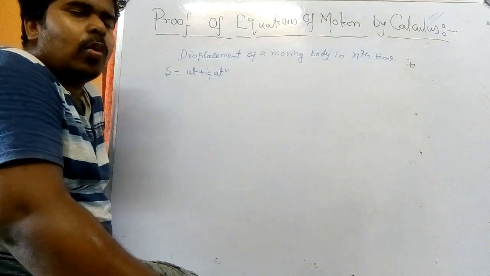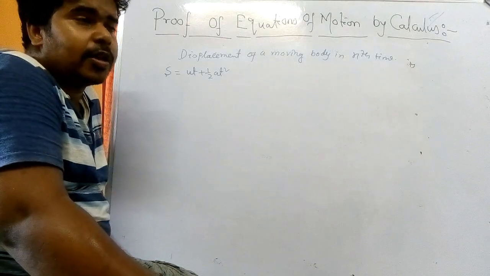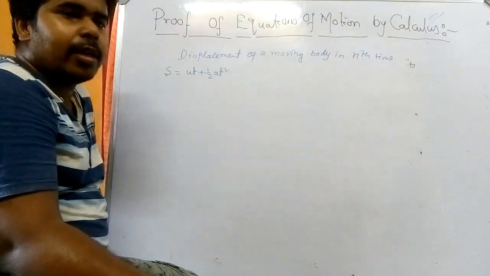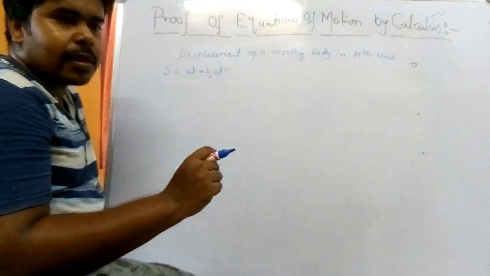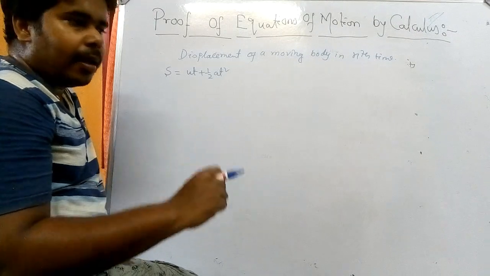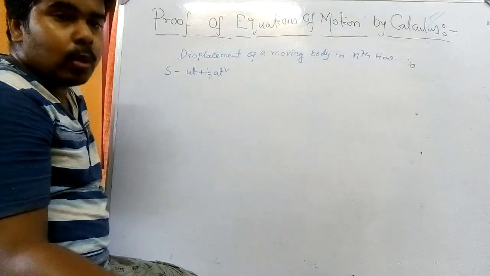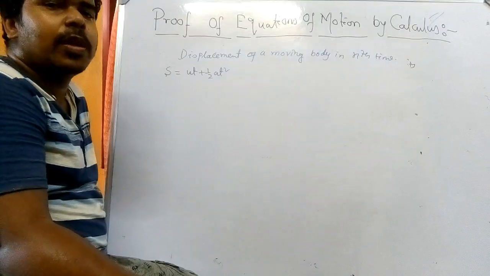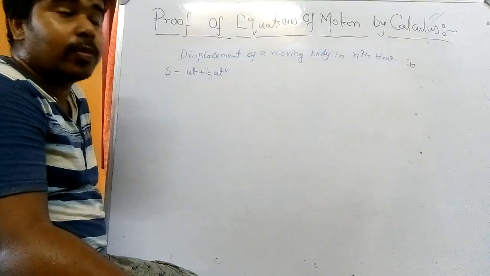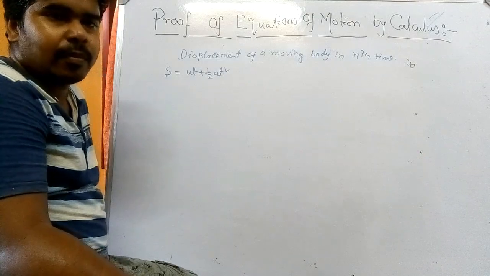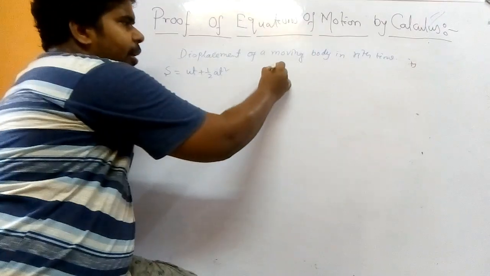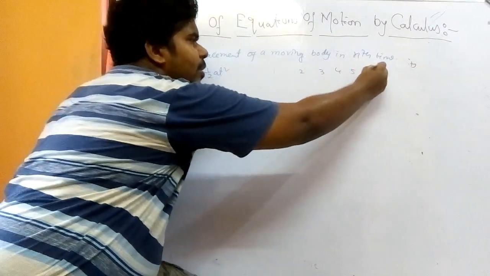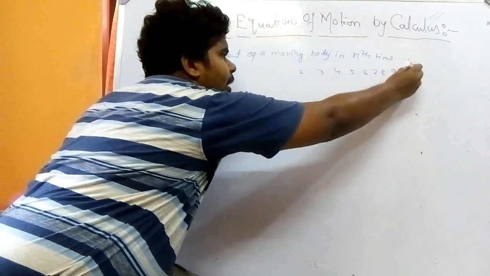But if it is told that you have to find the displacement in the 10th second, 10th second means when the 9th second is completed and the 10th second is about to complete, in between this period, how much displacement has occurred. I'm giving you one idea. You see, 1, 2, 3, 4, 5, 6, 7, 8, 9, 10.